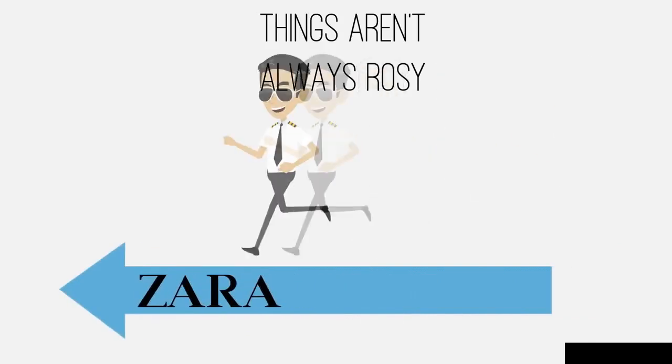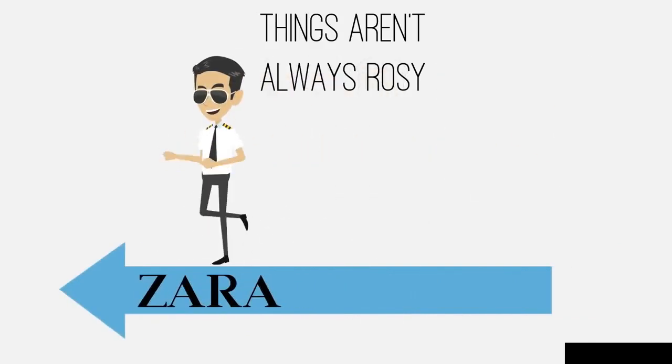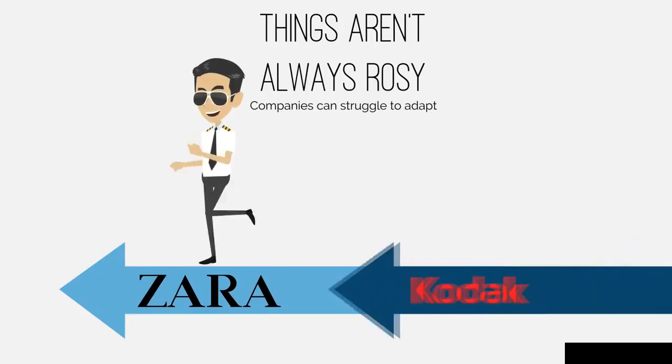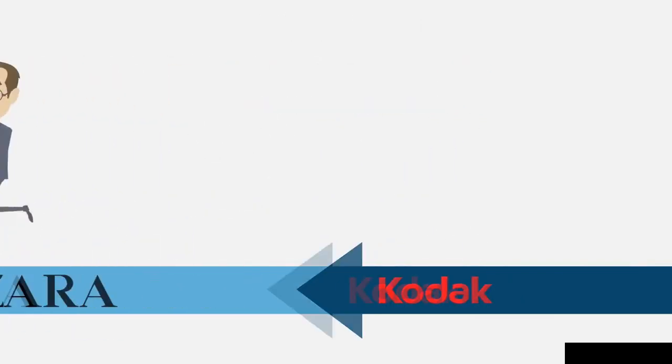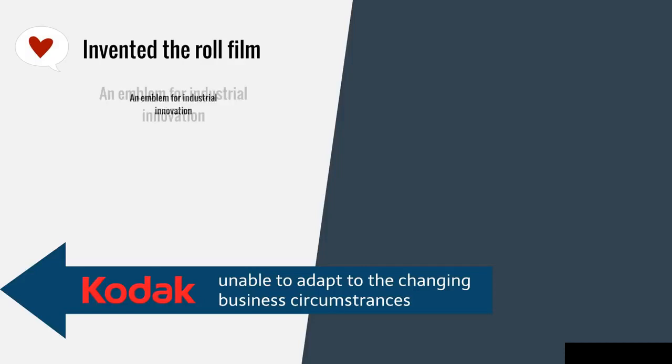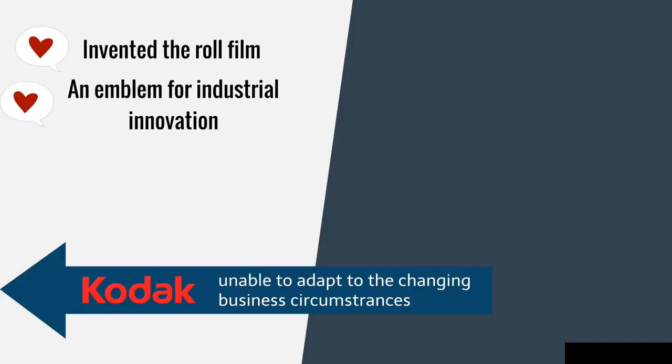Things aren't always as rosy, though. Sometimes, companies make wrong strategic choices and struggle to adapt to a changing environment. Kodak is a well-known example of a company that could not adapt to the changing business circumstances. In the late 19th century, the American company invented the roll film, which easily replaced the old photographic plates. The company was perceived as an emblem of industrial innovation in the U.S. Kodak was a leader in a market it had pioneered. Sounds great, right? For many years, Kodak dominated the photography market and was the leading company in the industry.